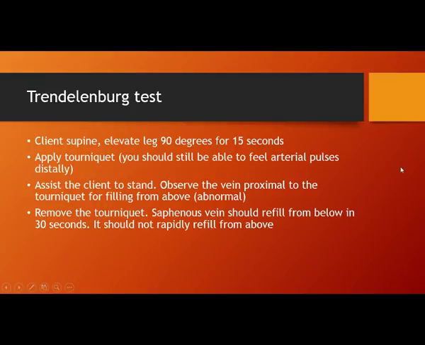Then the Trendelenburg test, also for varicose veins. You'd have the client lay supine, and you elevate their leg 90 degrees and keep it there for 15 seconds. Then you put on a tourniquet, not so tight that you occlude the arterial pulses. You'd have to have a regular tourniquet. You're not going to be doing that, so no worries. But we don't want to just completely occlude the arterial pulses.